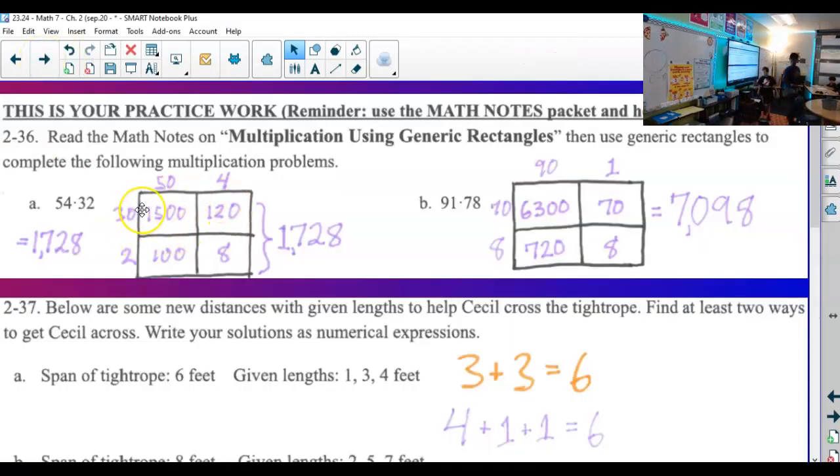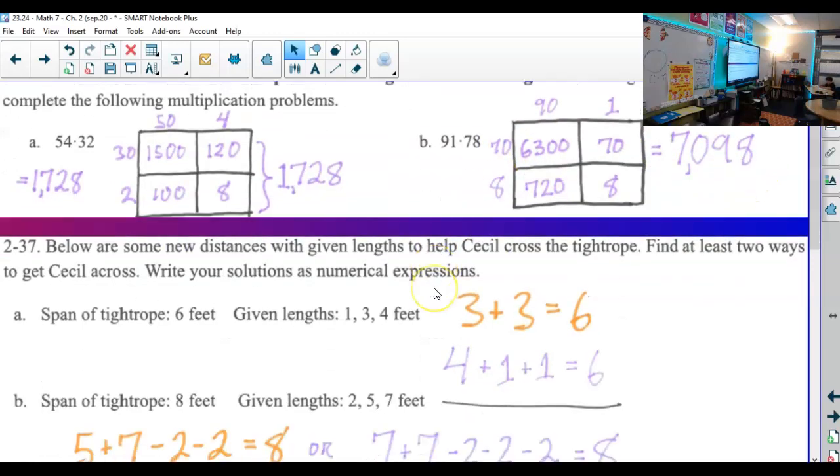So our generic rectangle, we did A together. You want to skip it? Yeah, if you've got multiple, try to put the lowest number on top. So then for B, we broke up 91 into 90 and 1, 78 into 70 and 8.